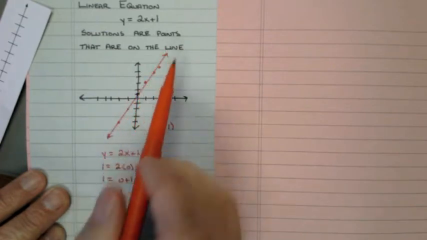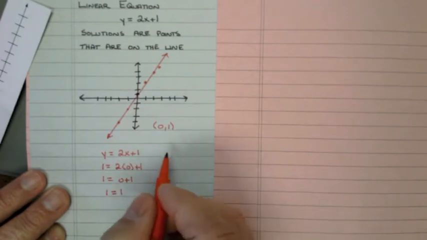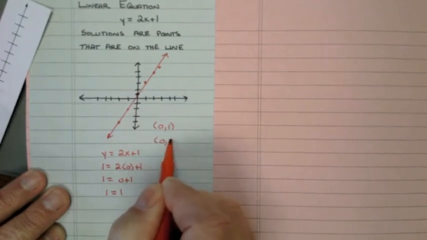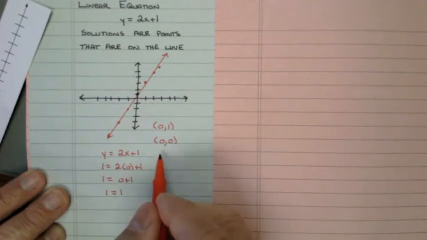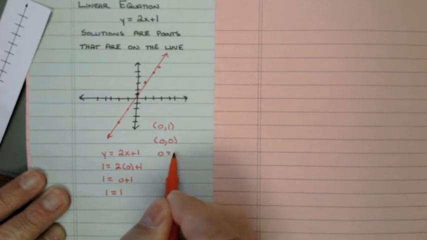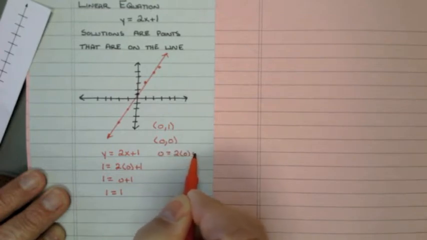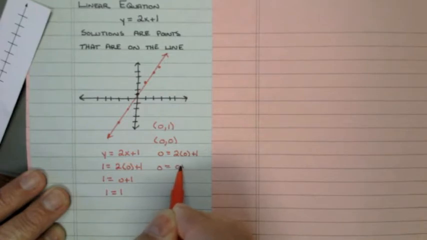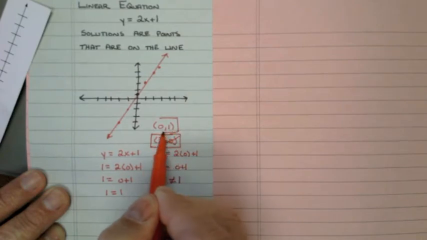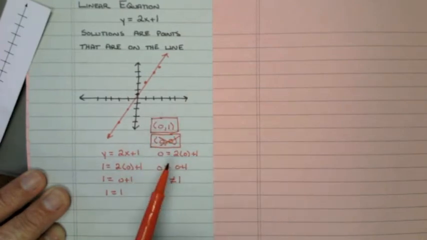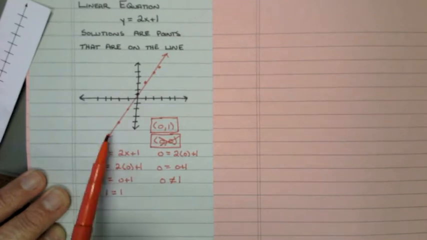Something that's not on this line is not a solution, like (0, 0). So we're going to see if (0, 0) is a solution to this. Plug these numbers in here. 0 is my y. 0 is my x. 0 is equal to 0 plus 1. 0 is not equal to 1. This one is not a solution. This one is a solution. And the way I proved that was to plug those numbers into the equation. So all the points that are on the line are solutions.